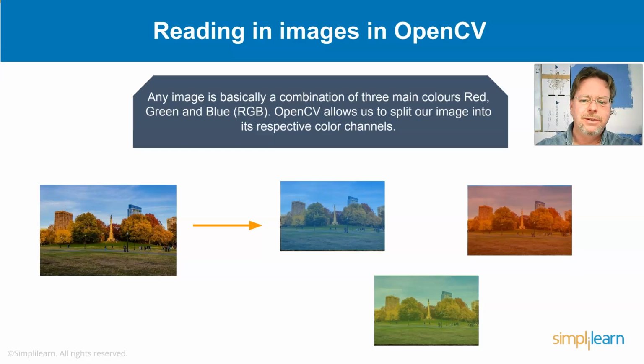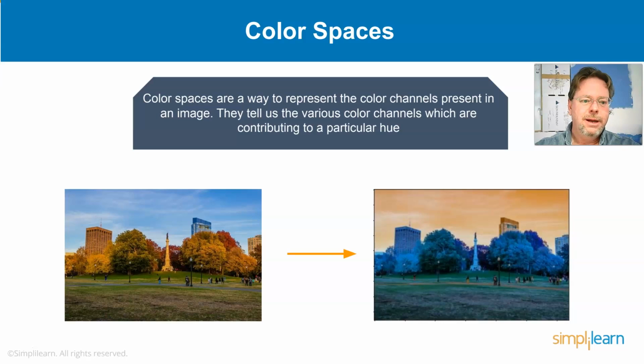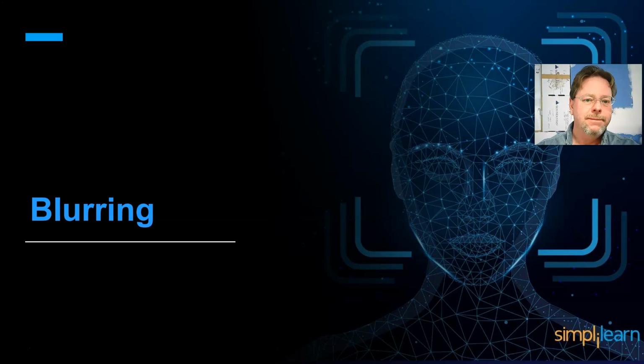And the OpenCV allows us to split our image into its respective color channels. And you can see here we've taken the image of a little landscape and we've sorted it out into different channels, and you can see how you have it all in the blues, the reds, and the greens. And there's also color spaces. Color spaces are a way to represent the color channels present in an image. They tell us the various color channels which are contributing to a particular hue. So again, we can pull things out based on the hue and the images and colors on there.